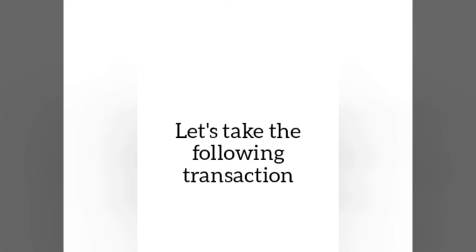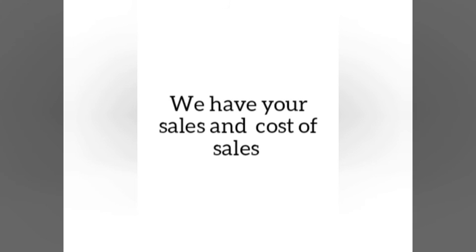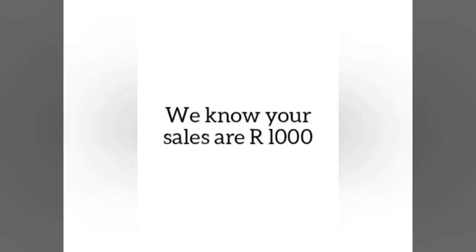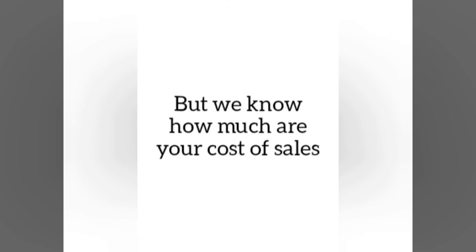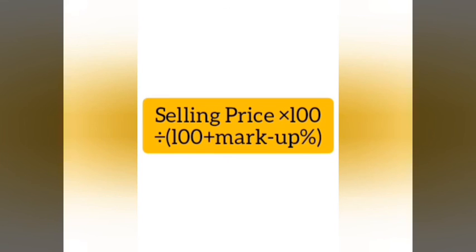Let us do some activity. Let us take the following transaction. We have sold goods for 10,000 and our cost of sales is unknown. Goods are sold at cost plus 50%. In this case, we have your sales and cost of sales. We know your sales are 10,000, but we don't know how much is your cost of sales. In order to calculate the cost of sales, we have to use the markup percentage formula, which is selling price multiplied by 100 divided by open bracket 100 plus markup percentage and close bracket.